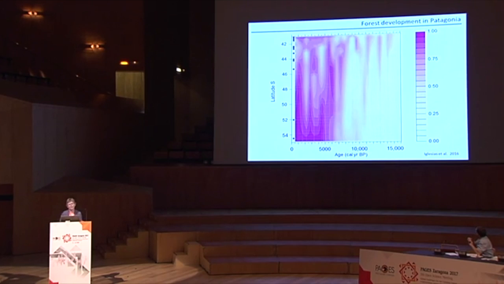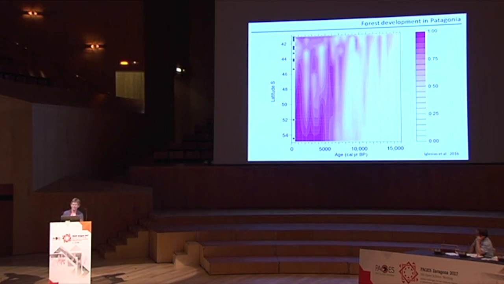Now, because we have such a range of sites in Patagonia, we can look at the latitudinal development of forests. So the dots on the left are the sites that we have, and the pink color is an isopoll map of tree abundance. So we're just looking at arboreal pollen here.